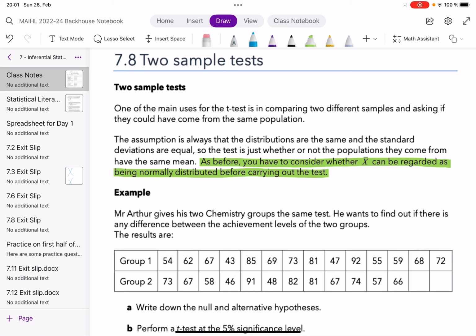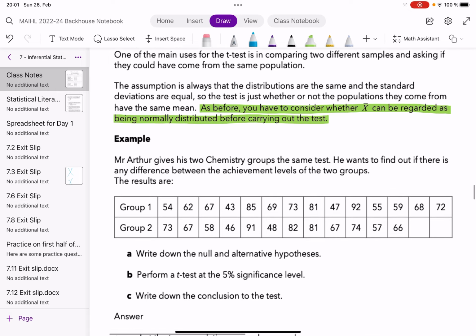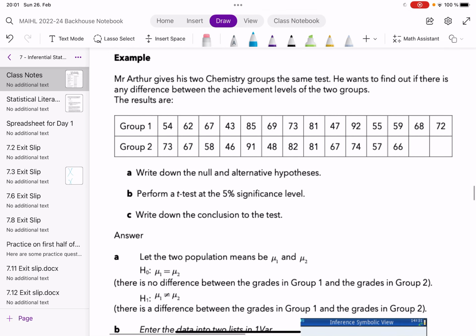You might have a big enough sample size so that the central limit theorem applies, and then that's not such a concern. But clearly you can see from the example below, we're not going to have 30 pieces of data here. So it's going to be an assumption we're making. So let's move on to this example.